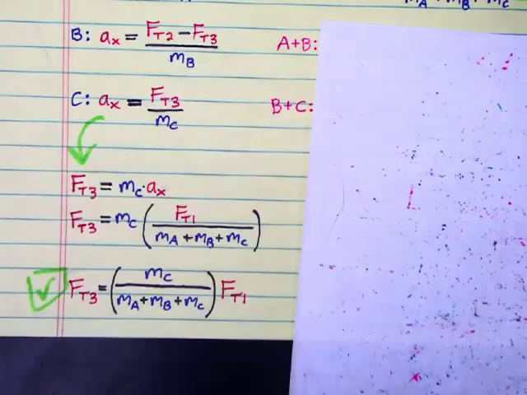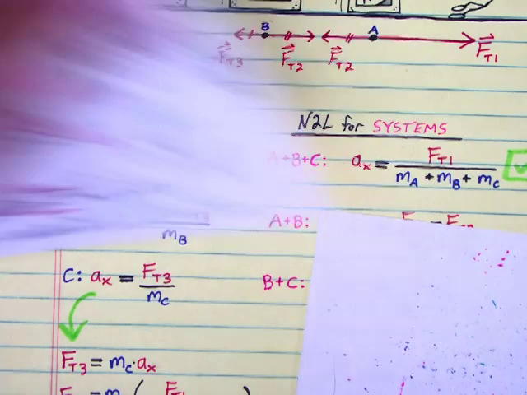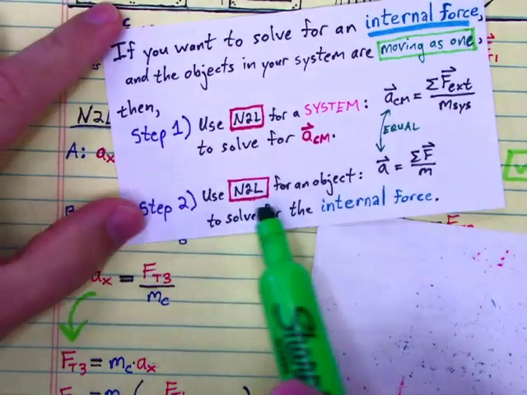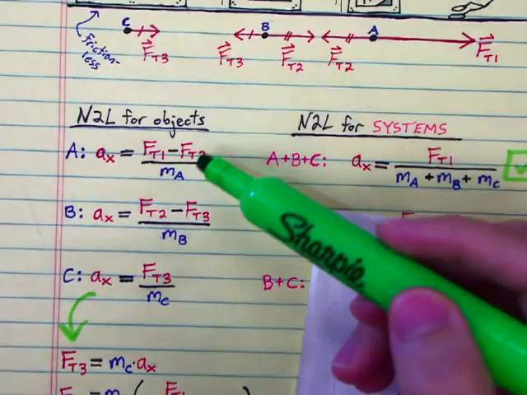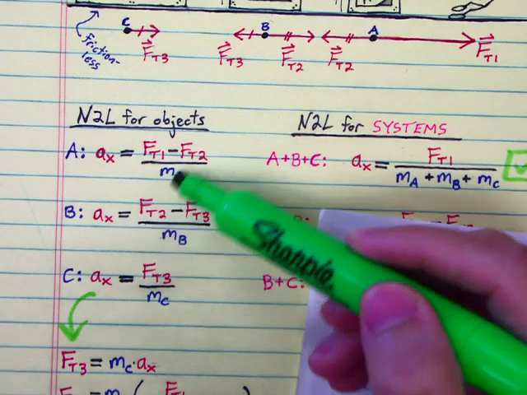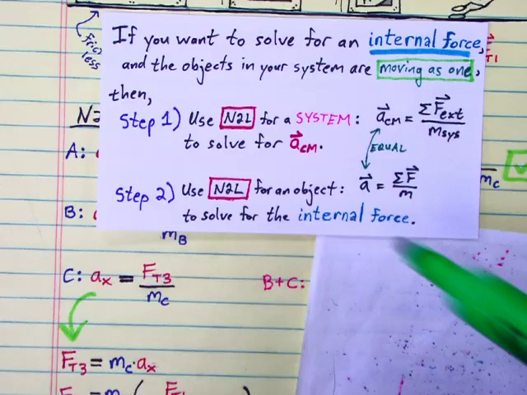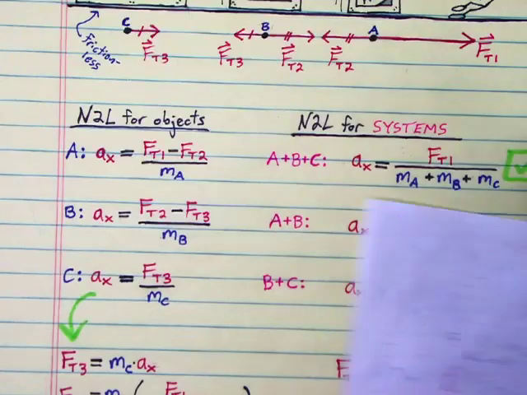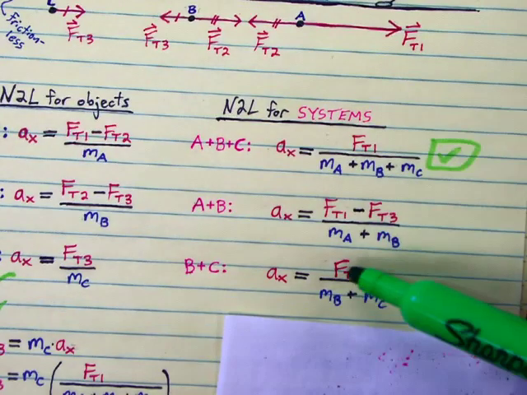Last thing to find is tension 2. So we can go back to our N2Ls. And our strategy suggests we use N2L for a single object to find tension 2. So I see tension 2 appearing here and here. Looks like we could use either of these equations to solve for tension 2. But in this case, I'm going to deviate from the strategy because looking over here, we see that this equation looks very simple.